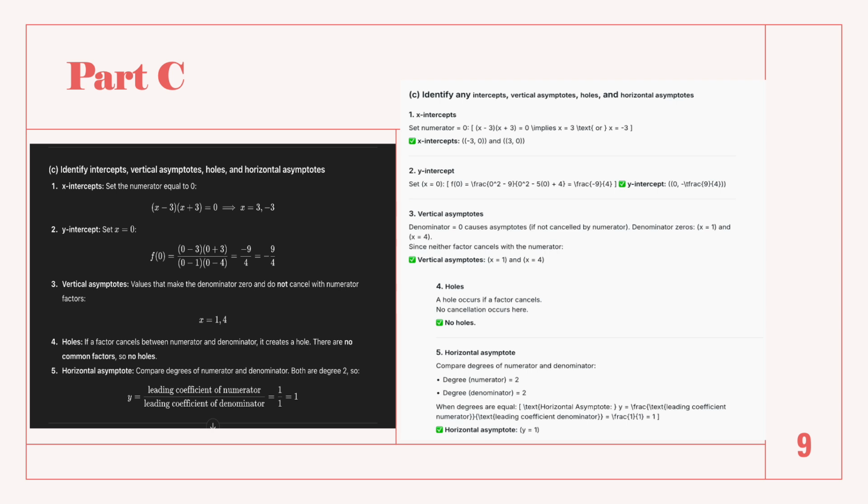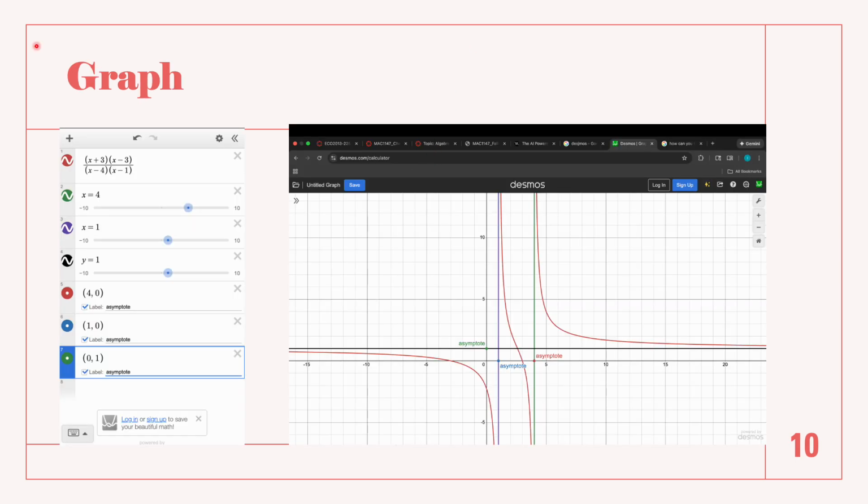Finally, looking at the graph. Now, lastly, onto the graph. You can see the vertical asymptotes. The graph approaches them but never crosses them. But for the horizontal asymptote, the graph can cross it, but that's a special case, different from the vertical asymptotes. You can see the equation and the asymptotes being labeled.